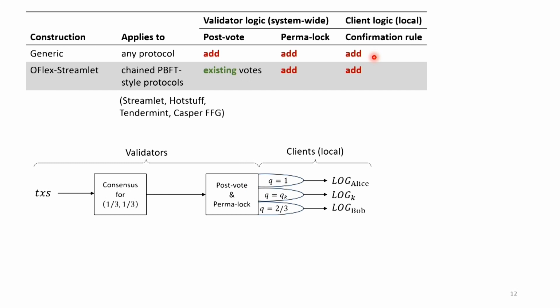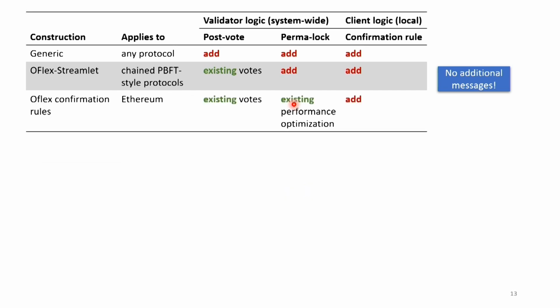Now, in the paper, we also observed that for many protocols which follow a chained PBFT-style protocol, examples include HotStuff, Streamlet, Tendermint, and Ethereum's Casper, in all these protocols, you can reuse existing votes of the protocol to serve as post votes, because these protocols have block, vote, and so on, and you can reuse a vote for the next block as a post vote for the current block. And so therefore, you need no additional messages in order to achieve optimal flexibility.